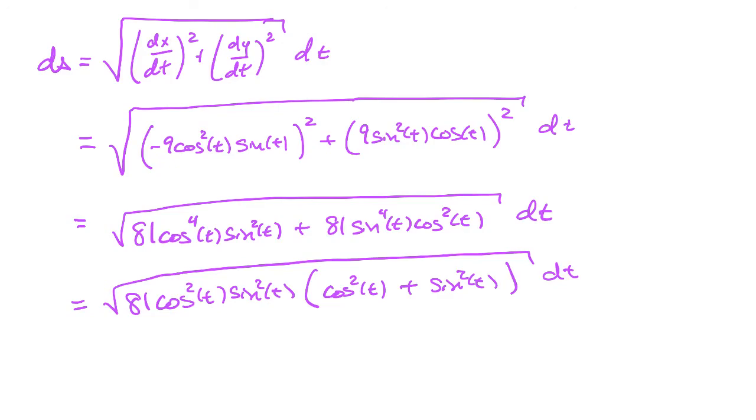Well, the cosine squared plus the sine squared becomes 1, and looking over our interval, 0 to pi over 2, cosine is positive and sine is positive, so when we take the square root, we just end up with 9 cosine t sine t dt. And so this one we're now able to put back into our formula for our integral.